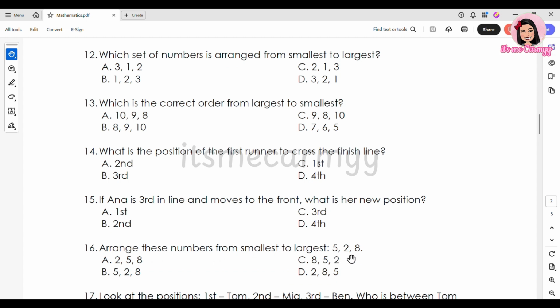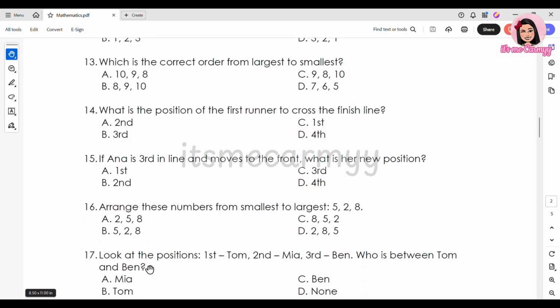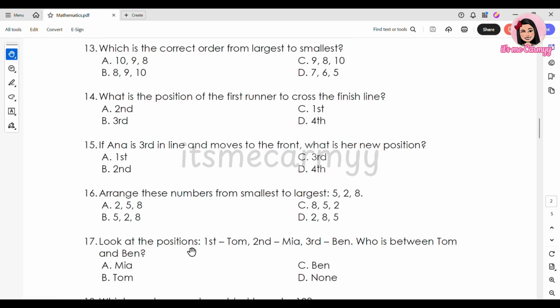16. Arrange these numbers from smallest to largest: 5, 2, 8. A. 2, 5, 8. B. 5, 2, 8. C. 8, 5, 2. D. 2, 8, 5. 5, 4, 3, 2, 1. The correct answer is letter A. 2, 5, 8.